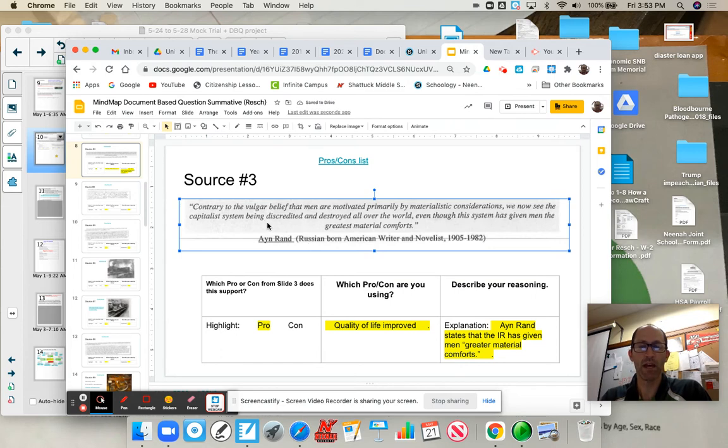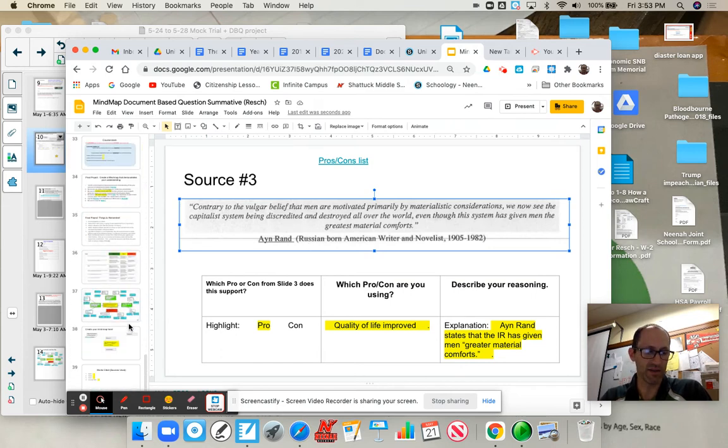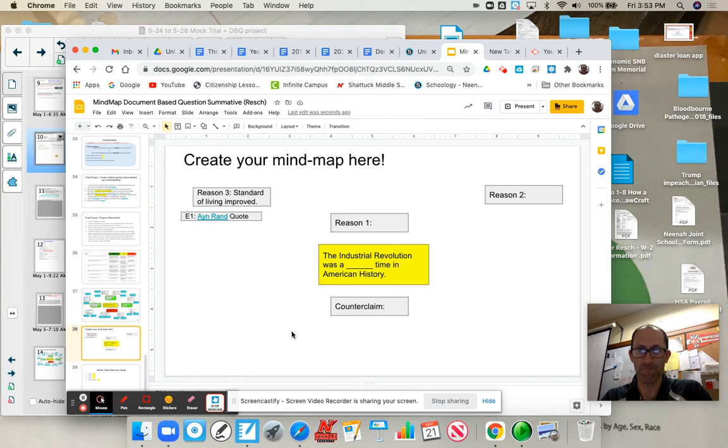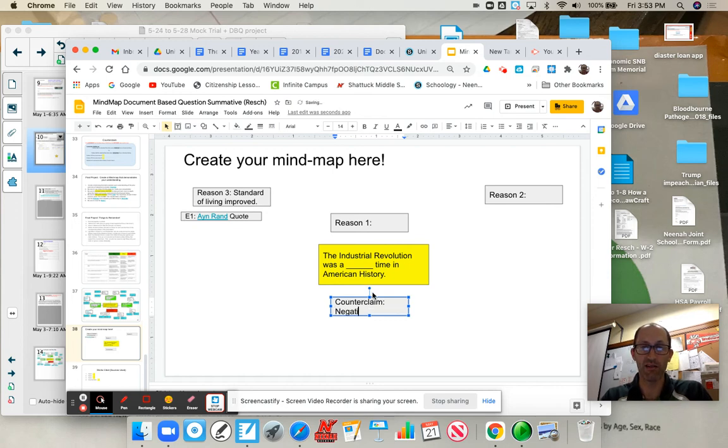Piece of cake, right? And then I can do the same thing for my counterclaim. For my counterclaim, if I state the IR was positive, I would say it is negative here, all right? And then I would give a reason. Maybe it had to do with pollution, okay? Pollution is bad. And I would maybe use a resource that shows me an image of pollution and what kind of pollution it was.